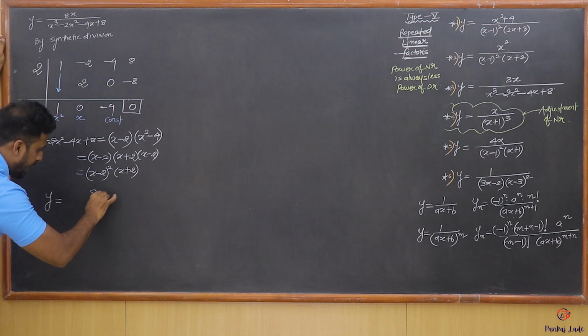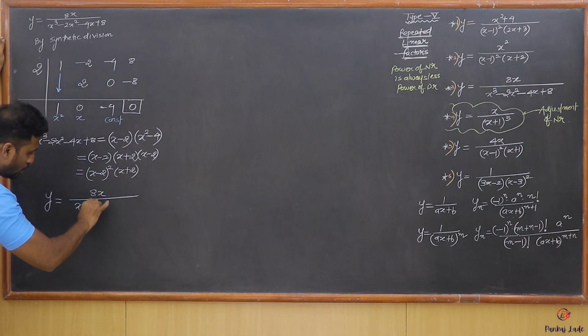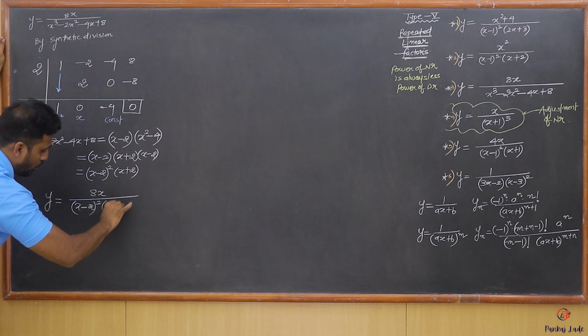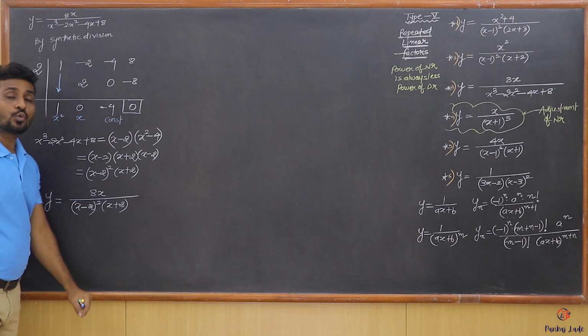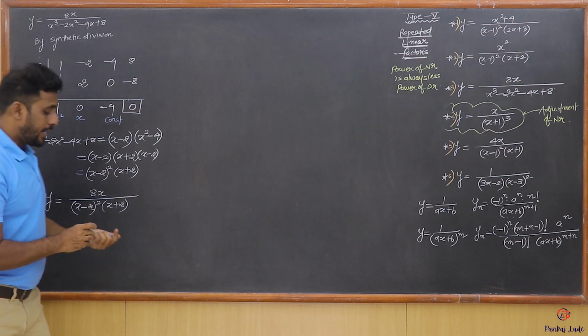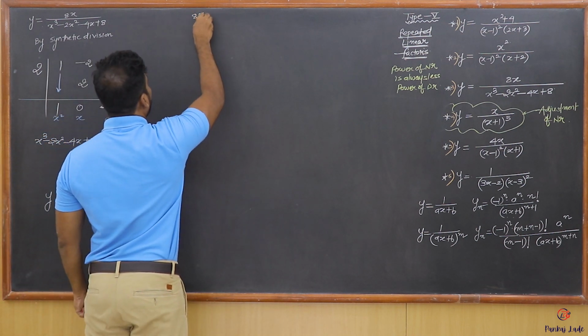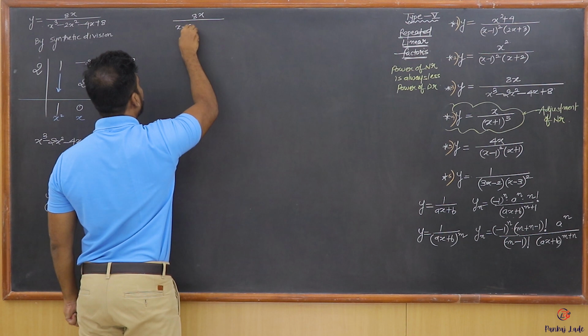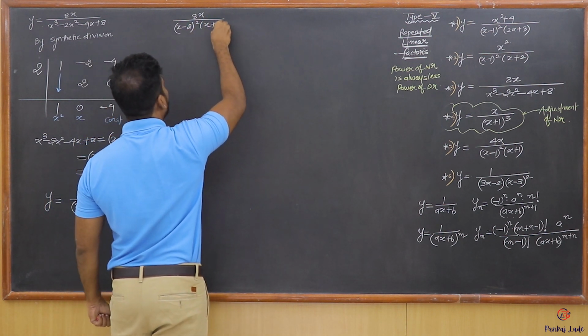Y can be written as 8x upon (x minus 2) the whole square into (x plus 2). So now can you see again, x minus 2 is a factor which is repeated 2 number of times, isn't it? So can I proceed further like this? I will take this term 8x upon (x minus 2) the whole square into (x plus 2), isn't it?